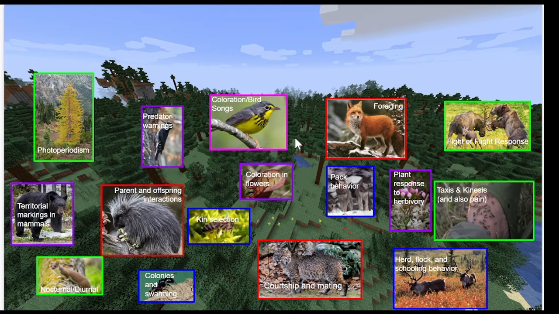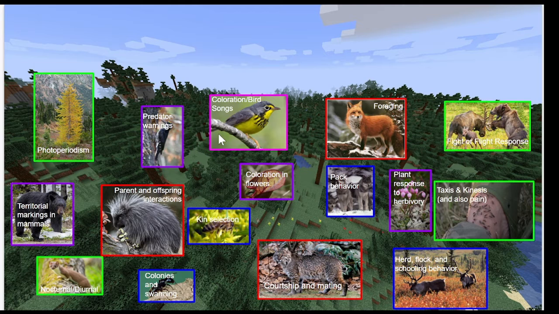For coloration, I'm gonna stick with the warbler. So the brighter the male warbler is, the more attracted a female is, especially because she's able to identify the coloration of the warbler, and the bright yellow on their chest makes it easier for them to identify, therefore making them more attracted.